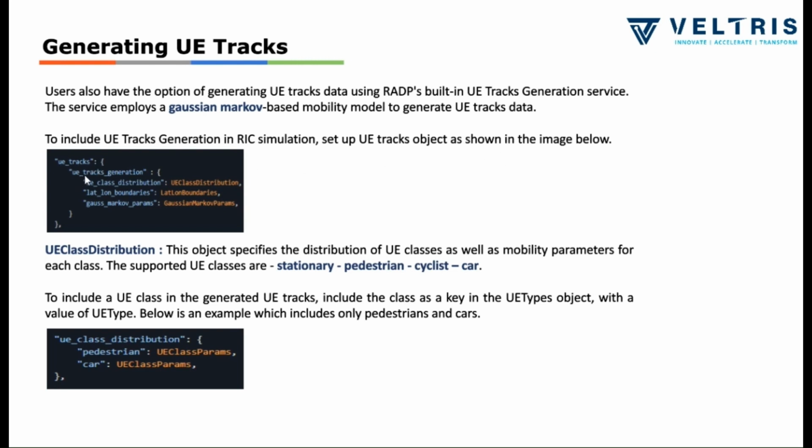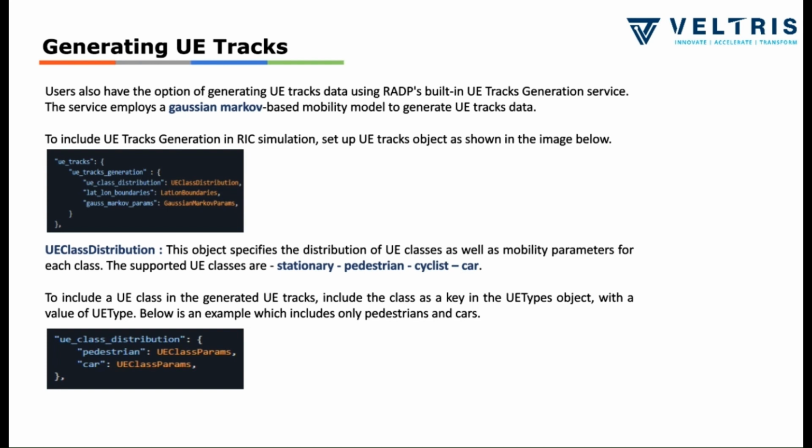In UV tracks, we need to specify UV tracks generation, and UV tracks generation has three sub attributes which we have to mention: UV class distribution, lat long boundaries, which is latitude longitude boundaries, and Gaussian Markov parameters. So these will be touched upon now in detail. Coming to UV class distribution, this object specifies the distribution of UV classes as well as the mobility parameters for each class. The supported UV classes as of now are four: stationary, pedestrian, cyclist, and car.